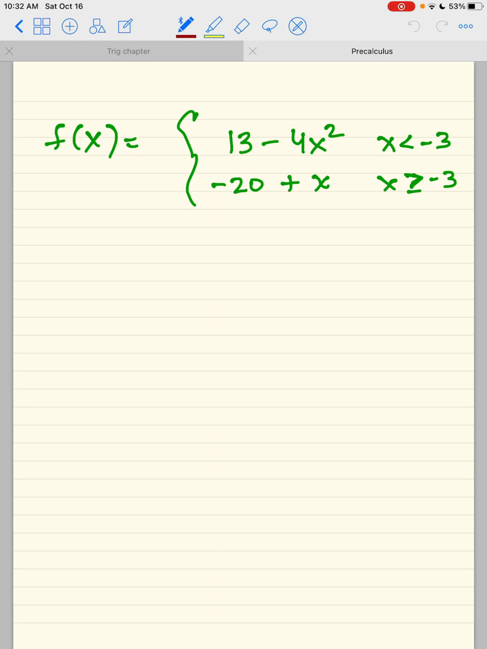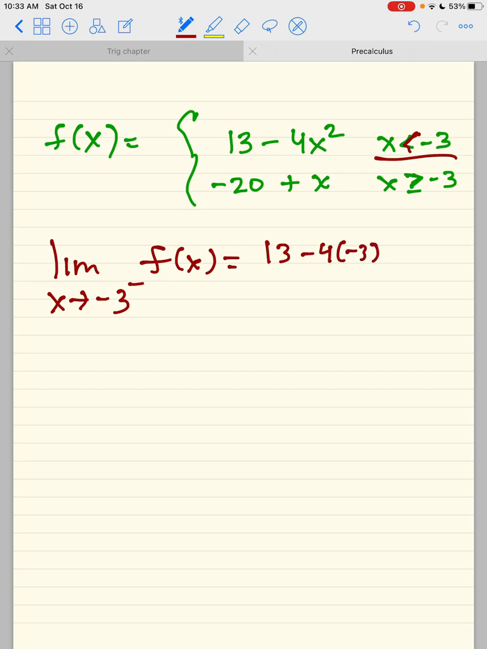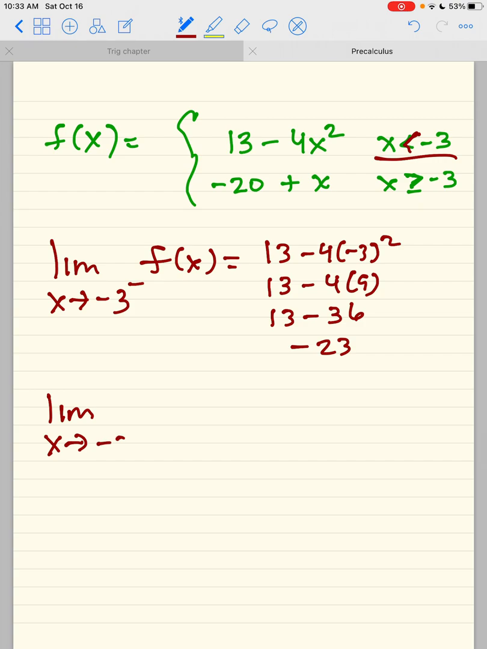What about this one here? Is it continuous at x equals -3? Well, we're going to go limit as x approaches -3 from the left. So we're going to use less than. So we got 13 minus 4 times -3 squared, 13 minus 4 times 9, 13 minus 36, and that's going to be a -23. When you go and do it from the right side, what we're going to do is we're going to put -20 plus a -3.